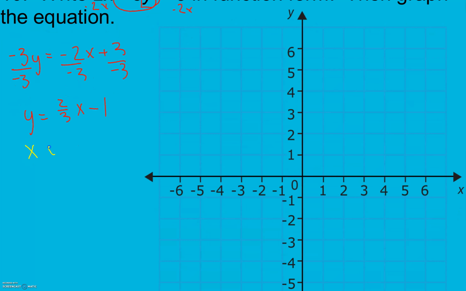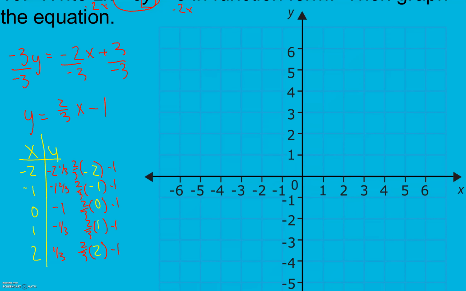Here we set up our table of values. I'm going to use negative 2, negative 1, 0, 1, and 2. So I use those x's, and I bring down the rest of my equation: 2/3 times x minus 1, for each x. Here I filled in that table for us.